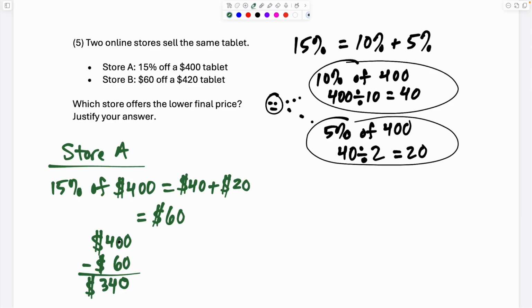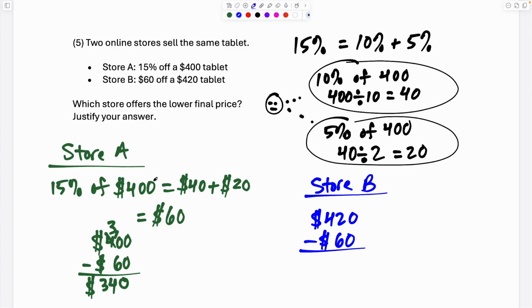If we had to here, though, of course, you can't do 0 minus 6. You could just borrow, put the 1 here, and then say 10 minus 6 is 4, and the 3 just carries down. But this value here is going to be important to getting us to the answer. So now we could look at Store B. And for Store B, we just look at what they're telling us. They're just taking $60 off of a $420 tablet. So we just take $420 and we subtract $60. And I can already tell that Store A is going to be cheaper because we're subtracting 60 in both cases, but in Store B, we're subtracting 60 from a greater amount. But let's still go ahead and show the math because we do have to justify our answer.